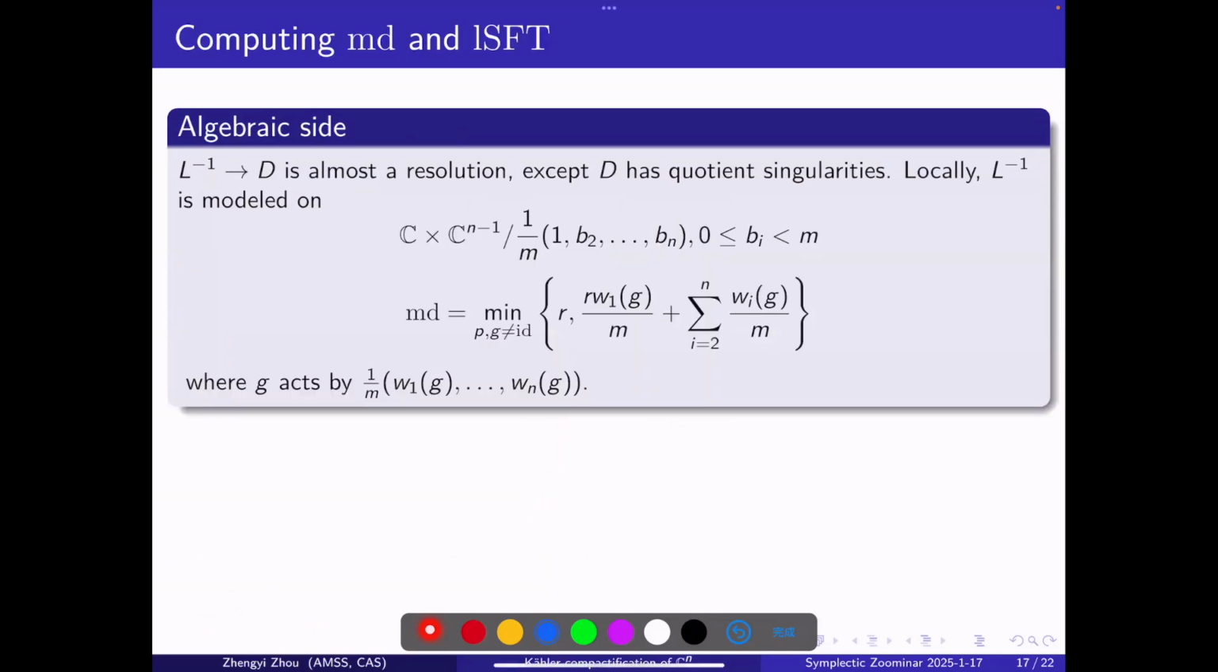Okay, so go back to our situation. We basically need to prove two things. First is that the minimal discrepancy equals the lowest SFT degree. And second is that it's detected by a homology class in the symplectic homology.